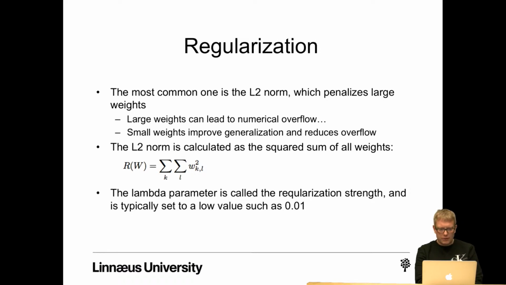So the L2 norm is calculated as the squared sum of all weights. We just square all weights and calculate the sum of the squared weights. The lambda parameter is called the regularization strength and is typically set to a low value such as 0.01.